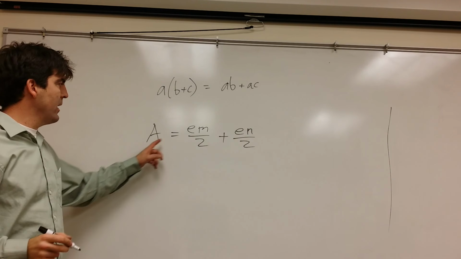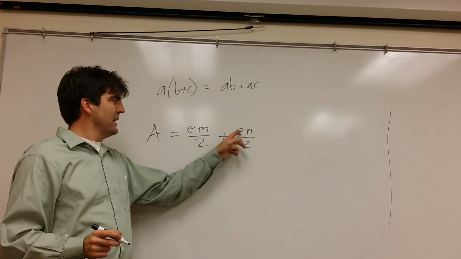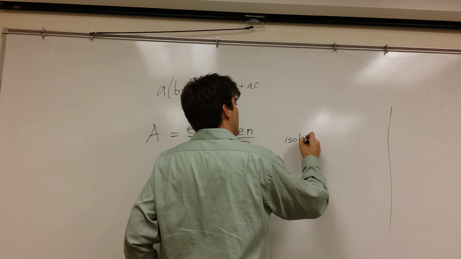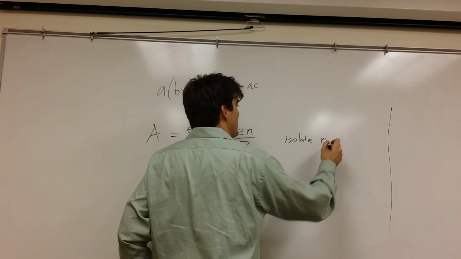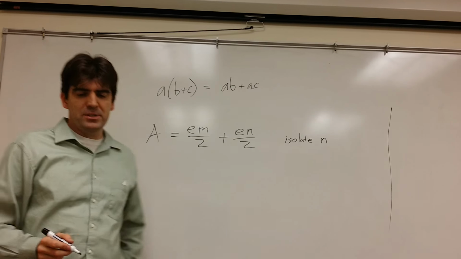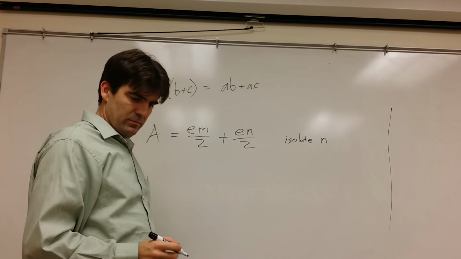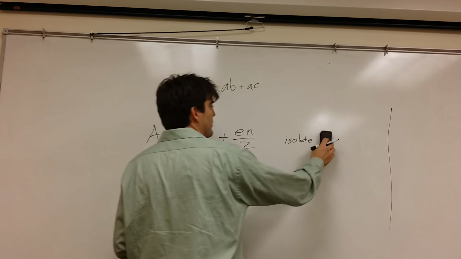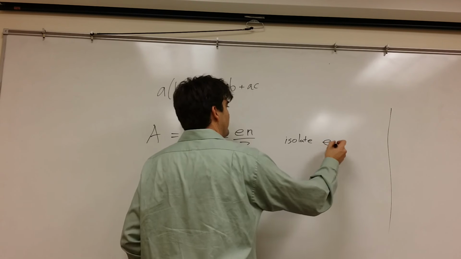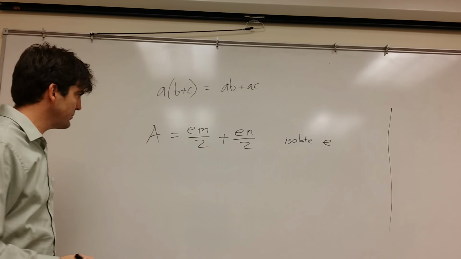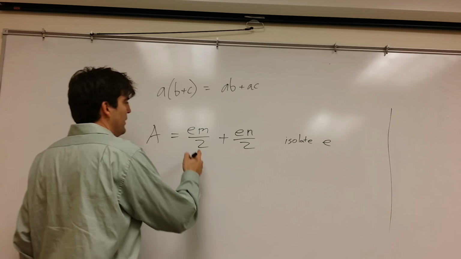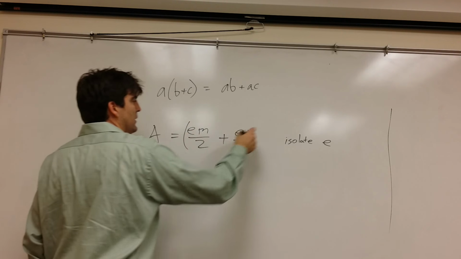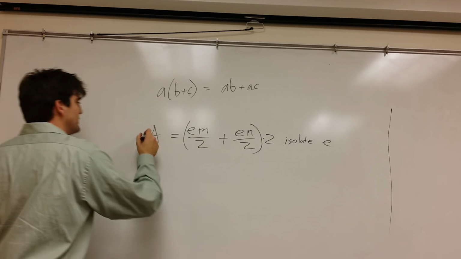All right, A equals EM over 2 plus EN over 2, and then isolate. If we're trying to isolate N, we're going to have to kind of be smart here. So, no, I'm sorry. We have to be even smarter if we isolate E. Let's get E by itself. Well, the first thing I want to do is there's a clever way. Let's just get rid of the 2's on the bottom of fractions. Most people would like to get rid of fractions if they could.